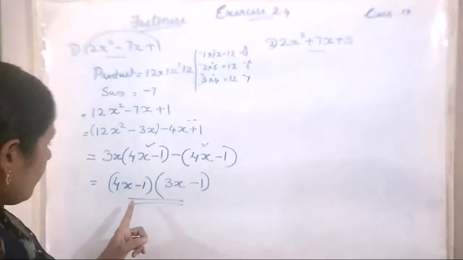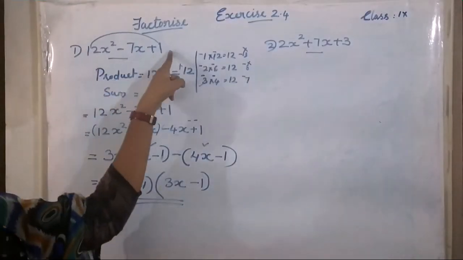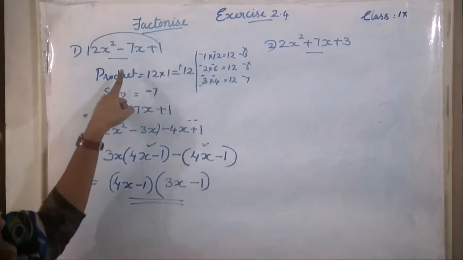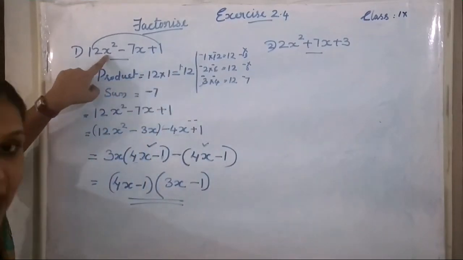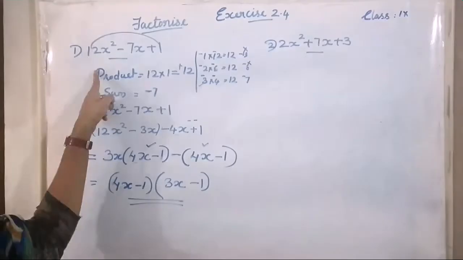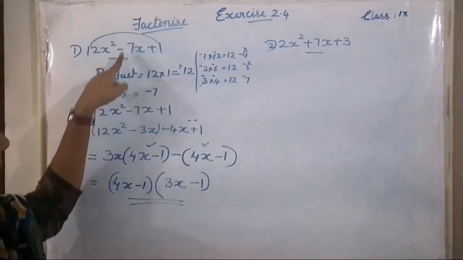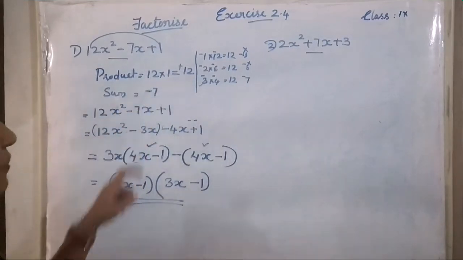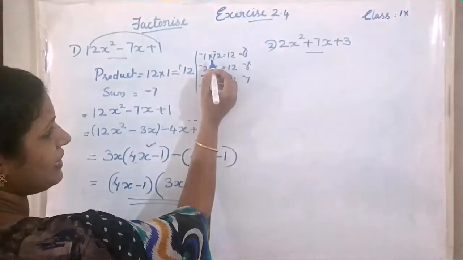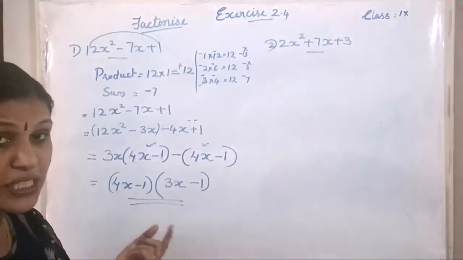So, once again I tell, our question is 12x square minus 7x plus 1. Okay. For the product, the coefficient of x square is 12. So, that's why the product is 12 into 1 is 12. Okay. And the sum is minus 7. So, which numbers do we get for 12? 1 into 12, 2 into 6, and 3 into 4 is 12.